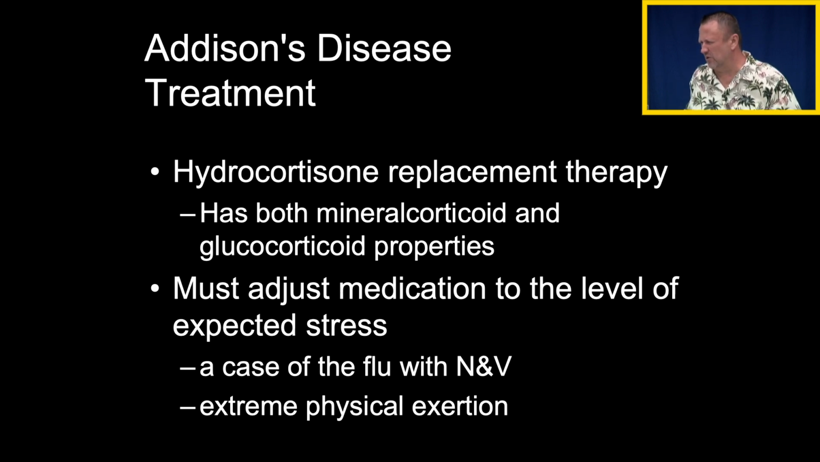Again, there's other glucocorticoids we can use, depending on whether they're having mostly glucocorticoid problems or mineralocorticoid problems. What I want you to know is hydrocortisone replacement therapy is used in Addison's disease because, again, hydrocortisone, cortisol, has both mineralocorticoid and glucocorticoid properties.